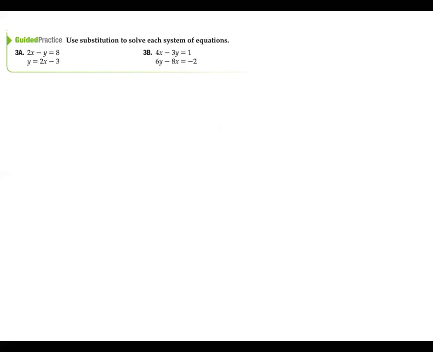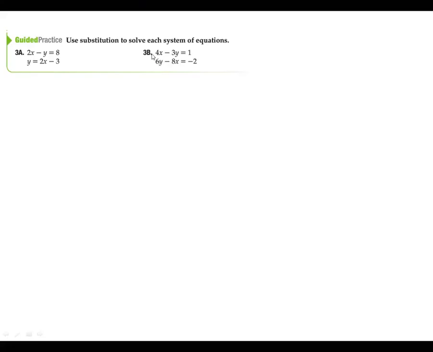All right, 3b. So here's what we're going to do. We're going to pick one of the equations. Neither one of them is already solved for x or y, and neither one of them has a coefficient of just x or just y. So what I'm going to do is just pick one and solve for either x or y. So I would pick either solve this one for x since the 4 is positive, or solve this one for y since the y is positive.